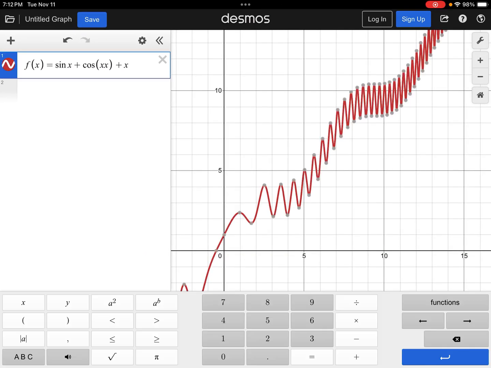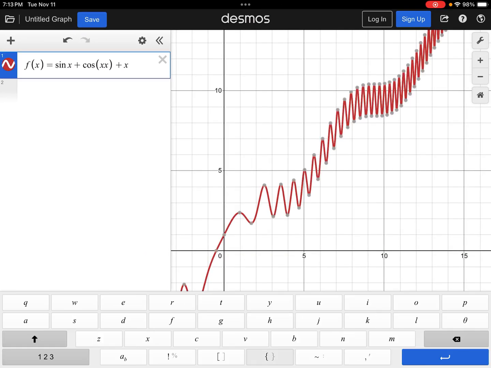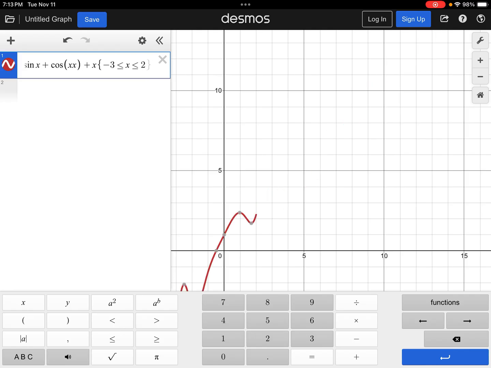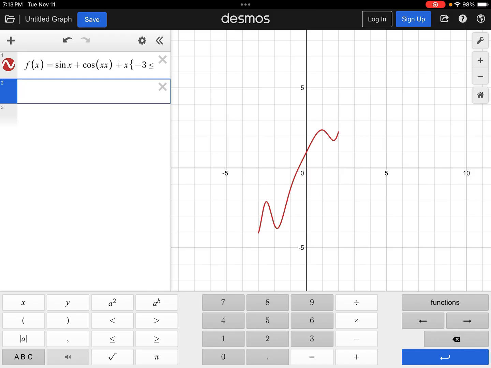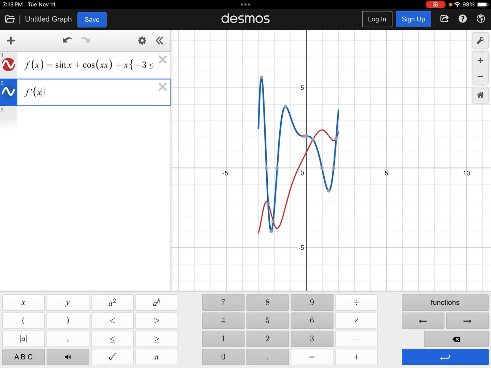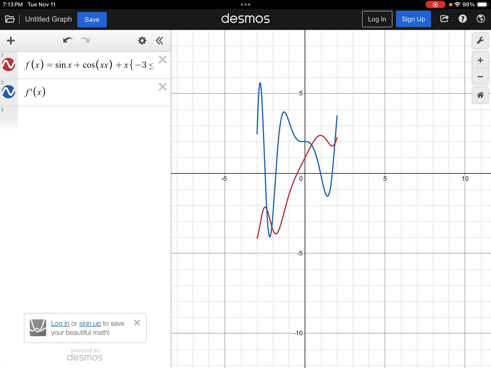So I guess we can throw that in here too. So between -3 less than x is less than 2, I think it was. Now we can also put an f prime here. So f prime of x, and okay, cool. It keeps all that right there, but that's just kind of annoying to look at.